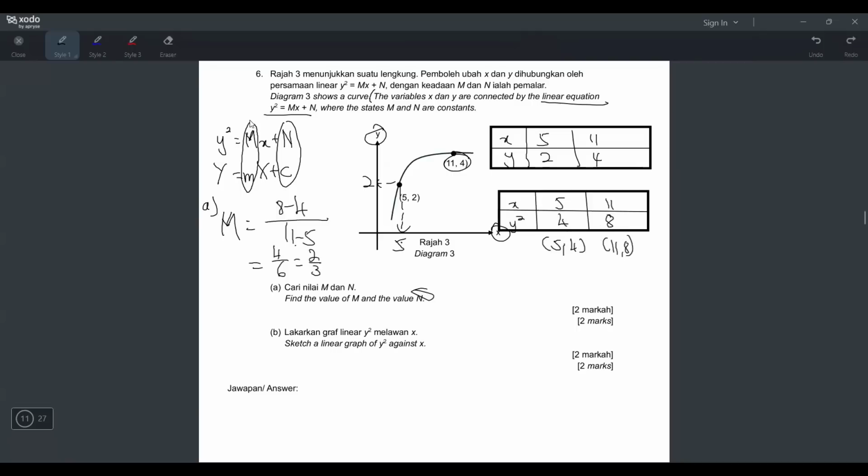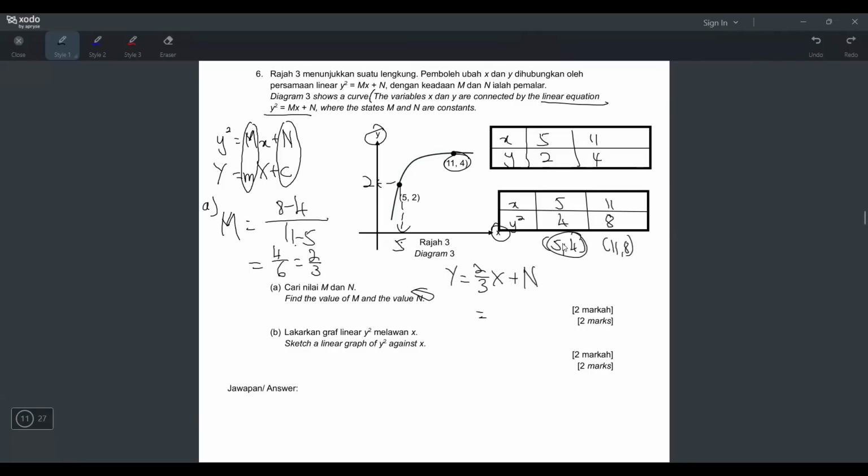These 2 points are not the y-intercept. So what we can do is, we already have the M, so why not you sub it in? So it becomes big Y equals big M, the gradient 2 over 3, times big X plus C, and the C is actually the N. And when you sub in, you sub the 5, 4 inside. Don't sub the 5, 2, don't do that. This is not a straight line. You cannot use it when it's a curve. You have to use the points on the straight line, which are 5, 4 and 11, 8.